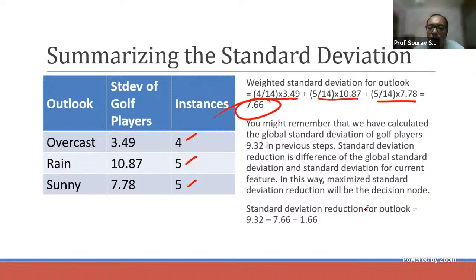So if I use outlook, the reduction I get is 1.66. What next? Is my problem solved? If yes, why? If no, why not? Yes, no, maybe.